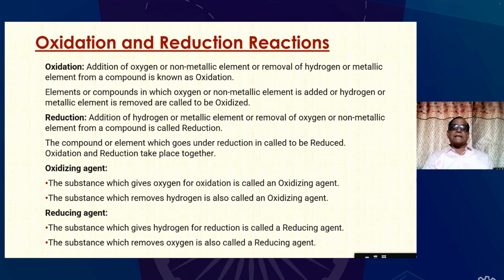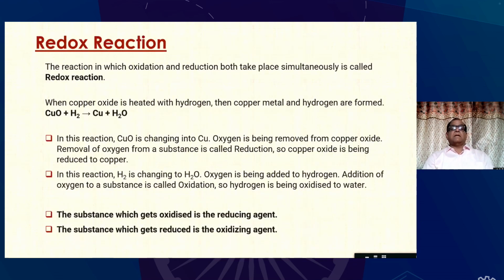Now what is an oxidizing agent? The substance which gives oxygen for oxidation is called an oxidizing agent, while the substance which removes hydrogen is also called an oxidizing agent. The substance which gives hydrogen for reduction is called a reducing agent, while the substance which removes oxygen is also called a reducing agent. The reaction in which oxidation and reduction take place simultaneously is called a redox reaction.